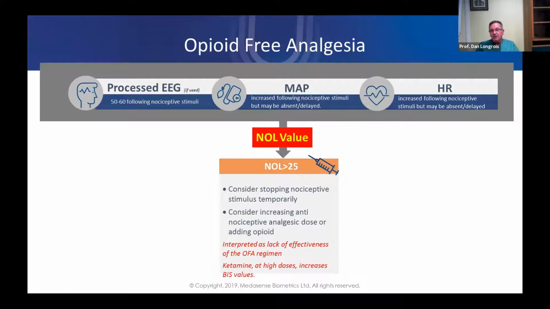And on the opposite, if the NOL value is much higher than 25, even if you go for opioid-free anesthesia, you don't have to hesitate to modify your cocktail. And what worked quite nicely, ketamine in small boluses is able to do just as well as the opioids. You still stick to opioid-free or opioid-sparing anesthesia. And in this case, basically, it's the right way to do it.